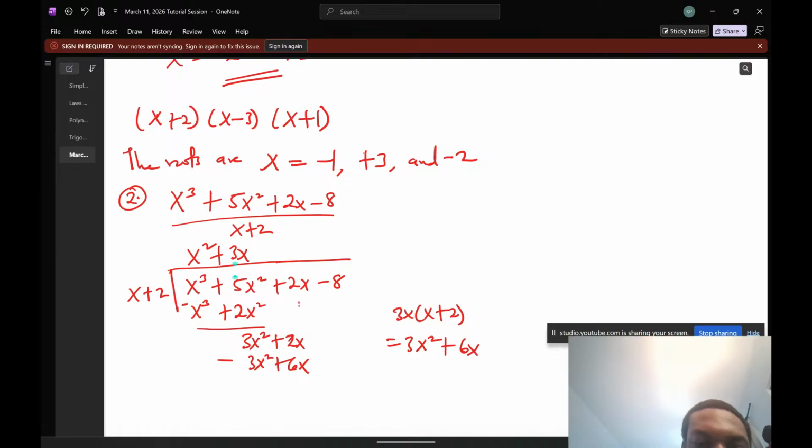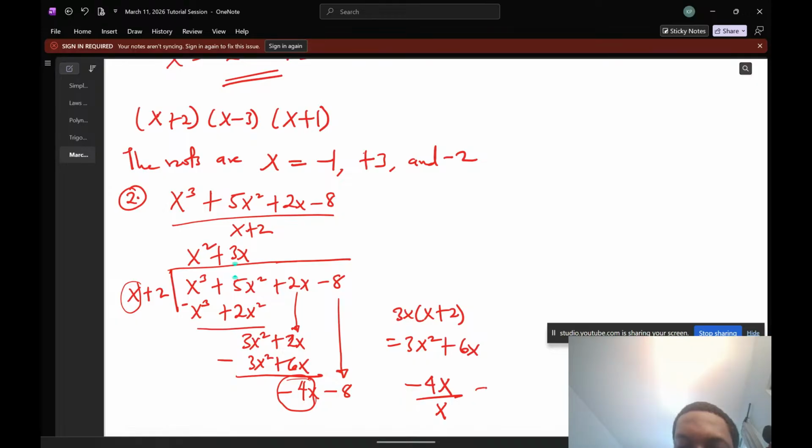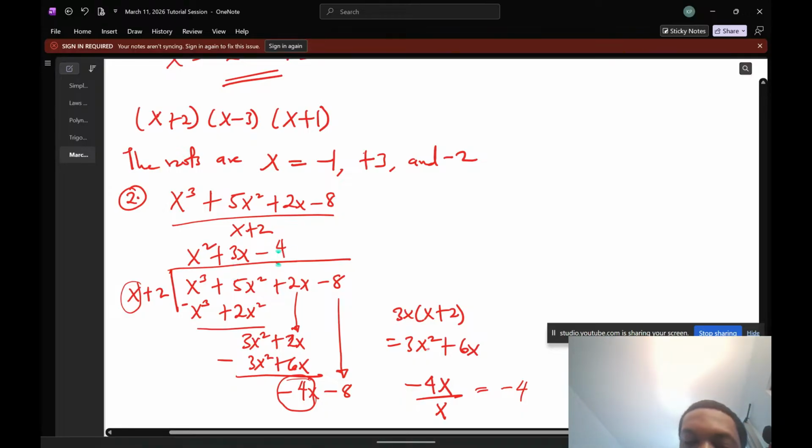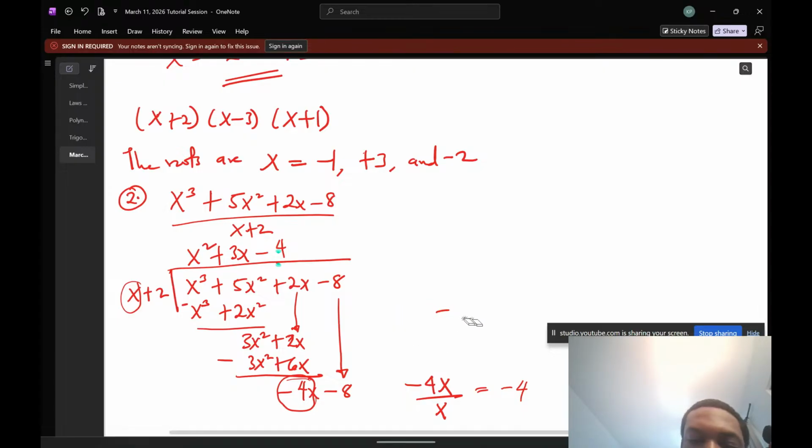So this one, I just brought this one down. Okay, makes it much easier. So 3x squared minus 3x squared is 0. 2x minus 6x is minus 4x. We can bring down this one to minus 8. Let's bring it down. Okay. So now let's use minus 4x divided by x. I notice I always use the first one to divide with this one here. Okay. So minus 4x divided by x will give us minus 4. Okay. So that minus 4, we're going to write it here. So now let's use minus 4 to multiply through x plus 2.